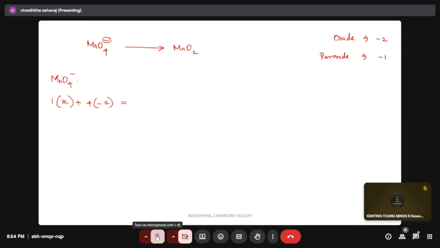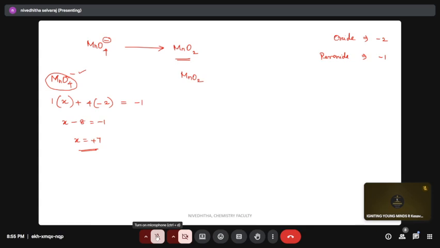So the total charge on this complex is -1. So I have to write it on the right side. So 1 into x is x, plus 4 into -2 is -8, which is equal to -1. So what will be the value of x here? It's 7, ma'am. +7, right? Similarly, could you please calculate the oxidation state of manganese in MnO2? In MnO2, I want you to calculate the oxidation state of manganese.